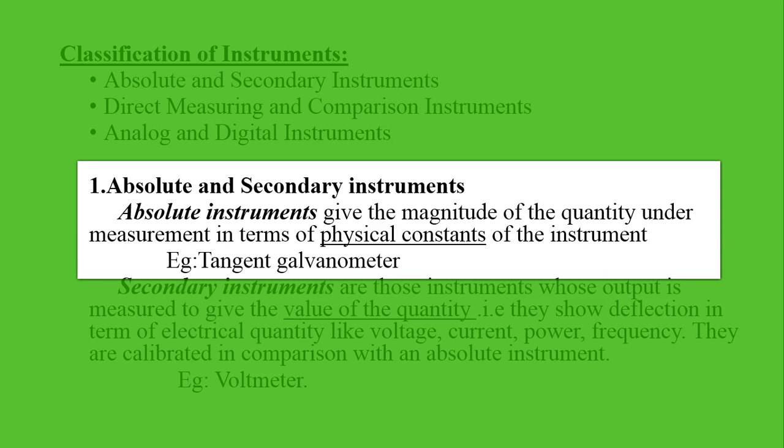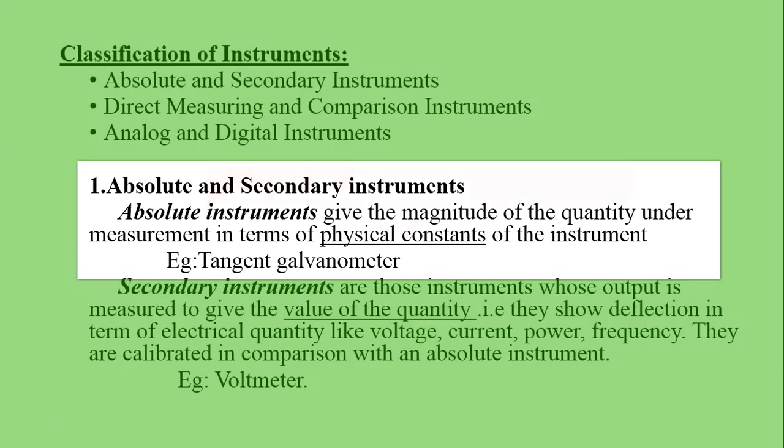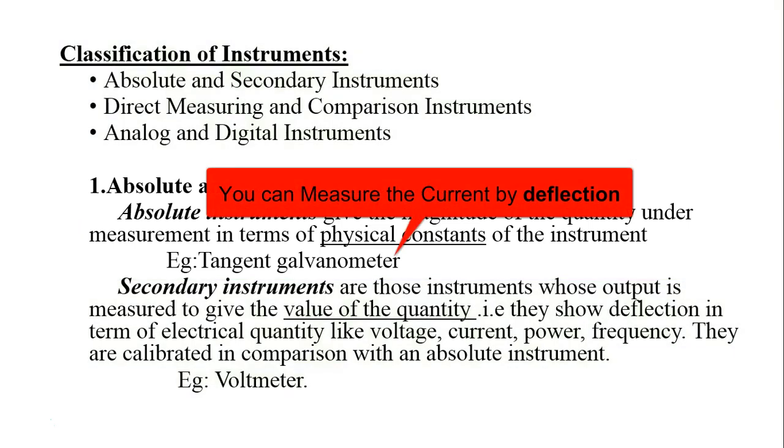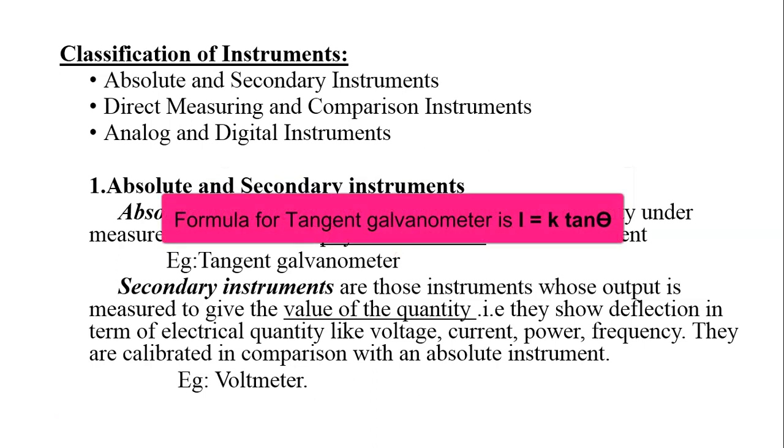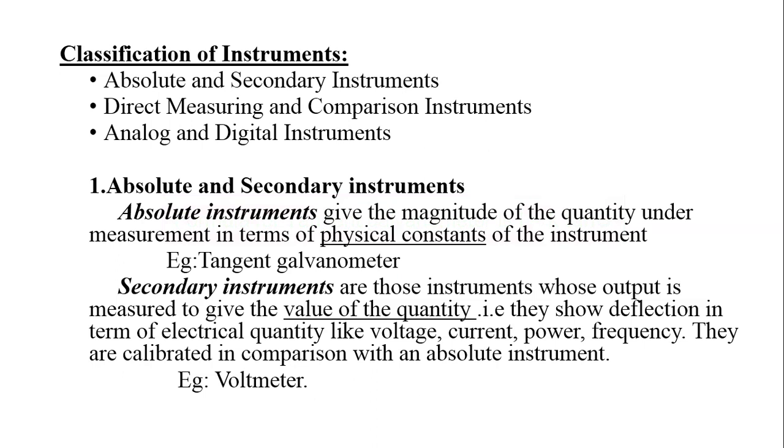As you know, with a tangent galvanometer you can measure current by the deflection. You might remember the current is measured as I equal to K tan theta. So based on the tangent of the deflection angle, that is in terms of the physical constant, we are measuring the unknown quantity, that is the current. That's why the tangent galvanometer comes under absolute instruments.